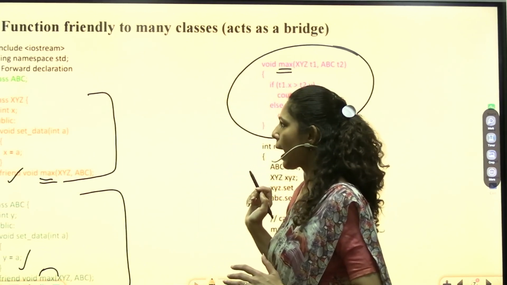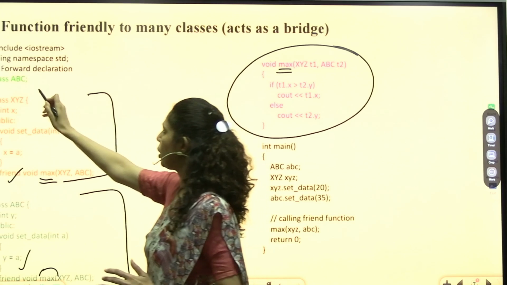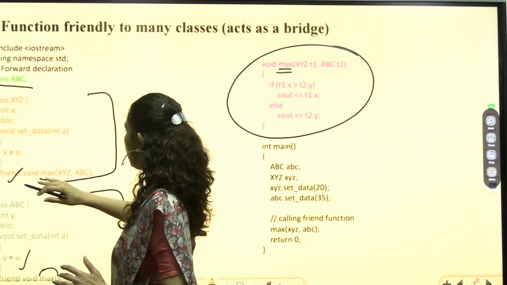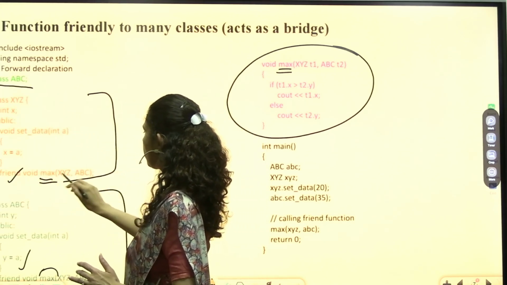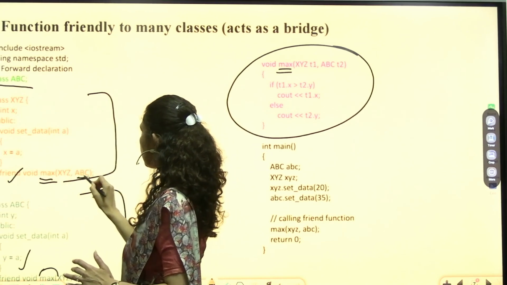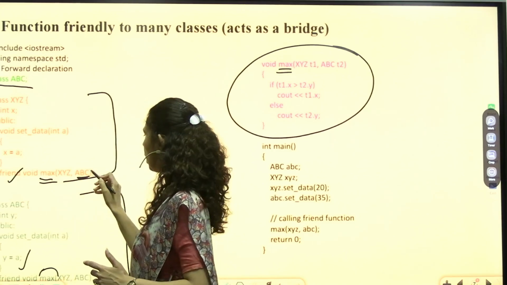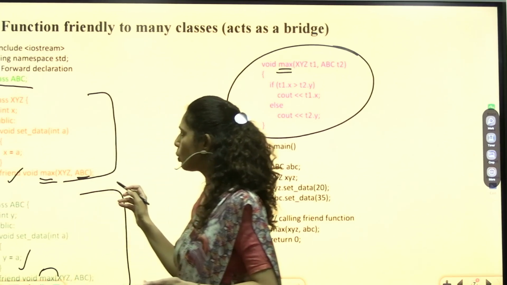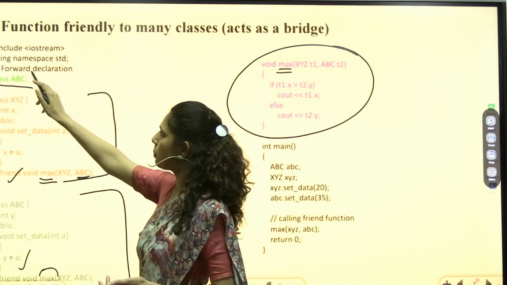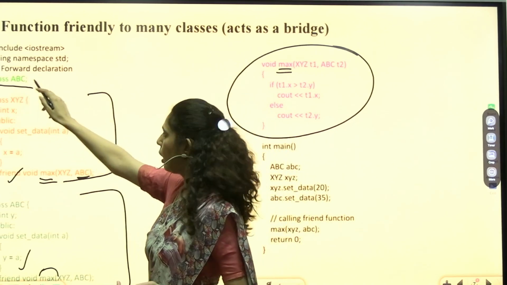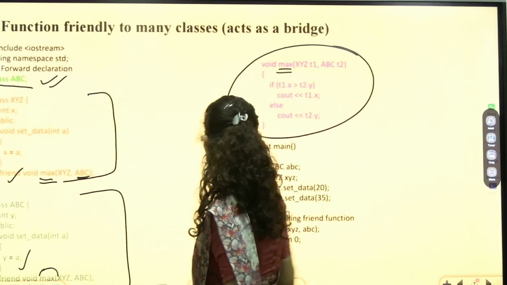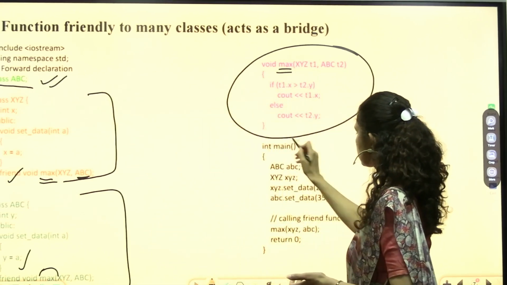Here also we are required to do a forward declaration, because when we make this friend function we have to give this class ABC here. Otherwise our compiler will not know what this ABC is all about. That's why we have a requirement to forward declare our class at this particular stage. So this is our friend function and this is our main section.